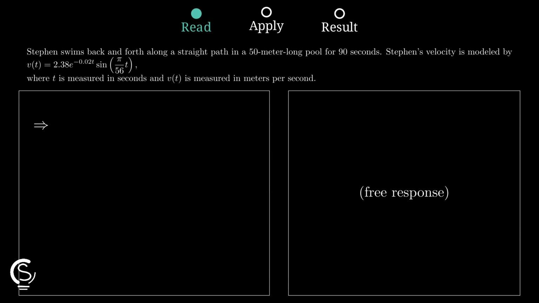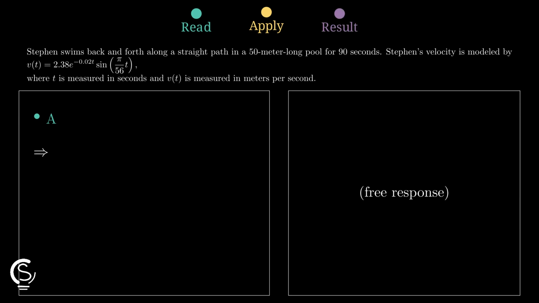B. For acceleration at t equals 60, we compute a of 60 equals v prime of 60, approximately negative 0.036. Since v of 60 and a of 60 share the same negative sign, Stephen's speed is increasing, thus he is speeding up at t equals 60.